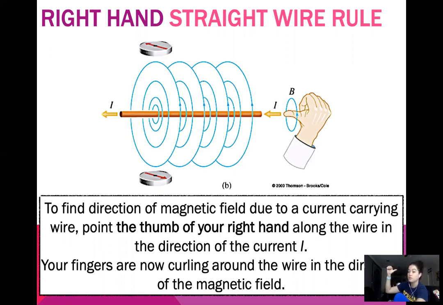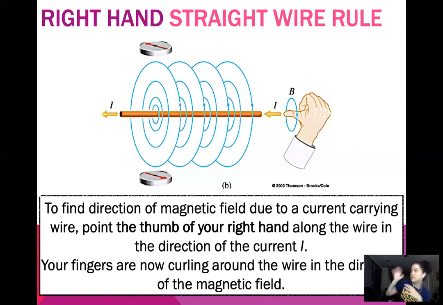And I want you to do this with me, okay? So take your thumb, point it in the direction. And then what your fingers do, if you curl your hand like you're grabbing the wire, as you grab your wire, your fingers point around in a circle, right? And this is the direction that your magnetic field is.